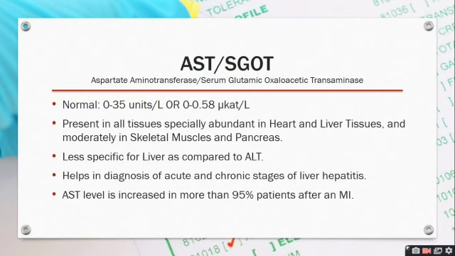The serum AST level is increased in more than 95% of patients after myocardial injury. But remember, this increase in AST does not occur until 4 to 6 hours after the onset of myocardial injury. The peak is seen after 24 to 36 hours, and it will come back to the normal range in 4 to 5 days approximately. So the magnitude of the peak AST level approximates the extent of myocardial damage, meaning the AST level can tell us about the extent of the myocardial damage.